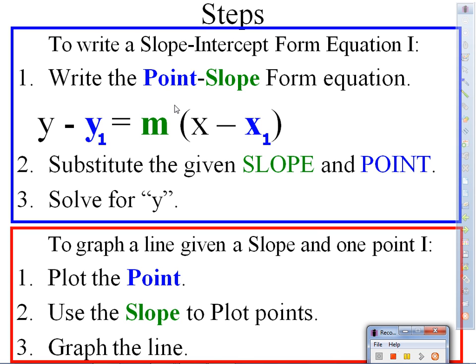Okay. So once again, today we're doing 2 things. We're writing an equation in slope-intercept form, but we're using the point slope form, which is y minus y1 equals m times x minus x1. Also, we're graphing, but I'm only giving you a point and a slope. So we plot the point, use the slope to plot points, and graph our line. Okay? So with that said, check this out.